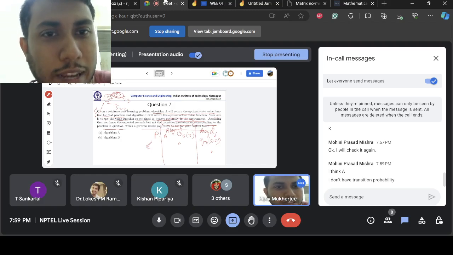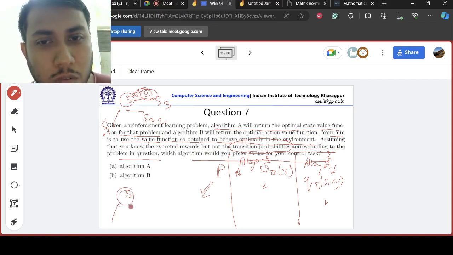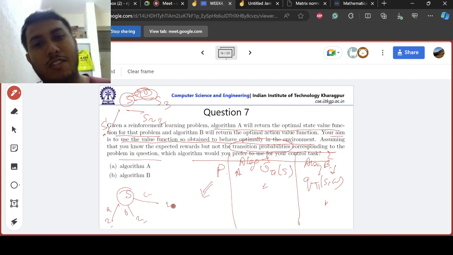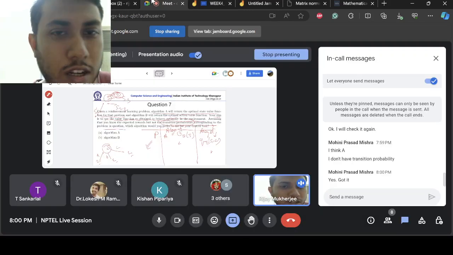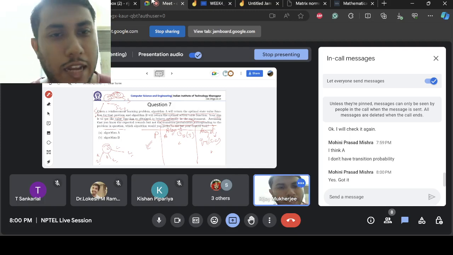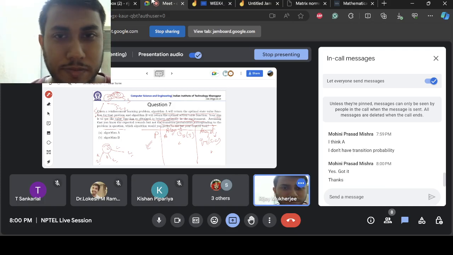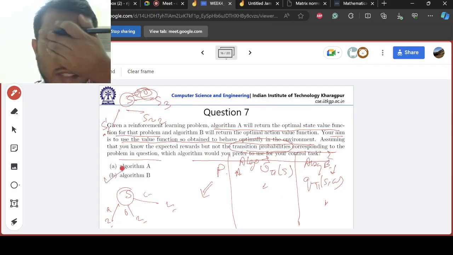So that's why algo B is better. For state S, for each action, suppose the actions are A, B, and C, you know how much value action A will give you, how much action B will give you, and how much action C will give you, right? So that's the reason you will select algo B, because you will just probe one by one and select the one action which gives you the maximum value, nothing more. Okay, so algorithm B is the correct answer.